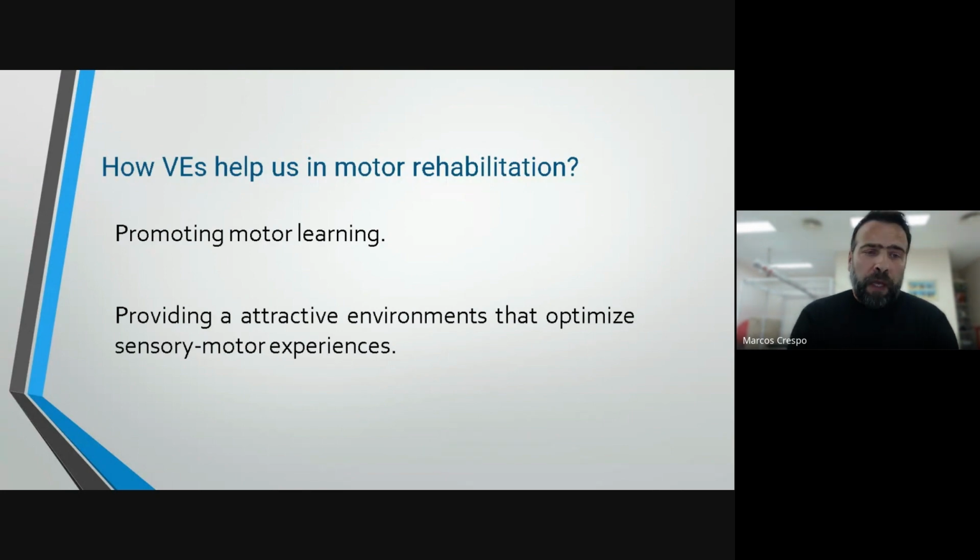So virtual environments help us in motor rehabilitation by promoting motor learning, and also providing an attractive environment that optimizes the sensory motor experience and also gives us motivation and engagement with the activities.